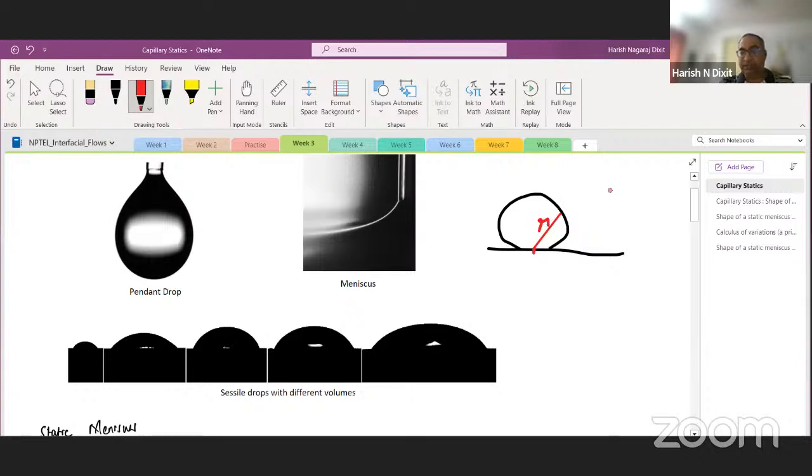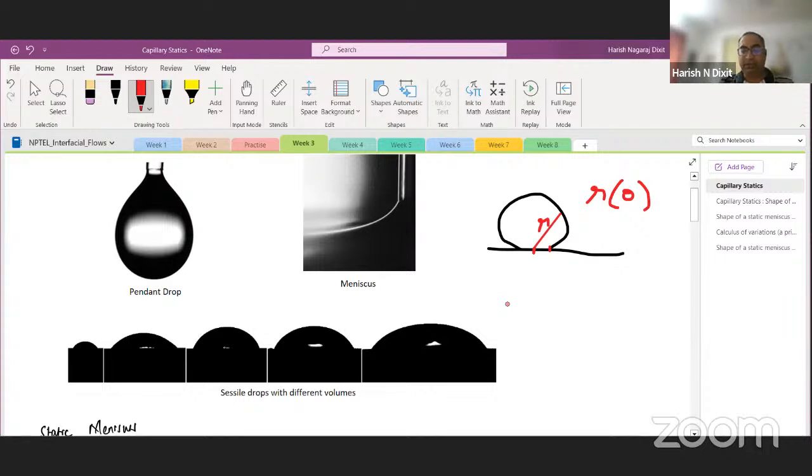You can use other coordinate systems. You don't have to use z equal to h of x. You can even choose r as a function of, let's say, theta, where theta goes all the way along the surface and reaches the other end. There are several coordinate systems that you can choose to solve a problem like this, the shape of a droplet.